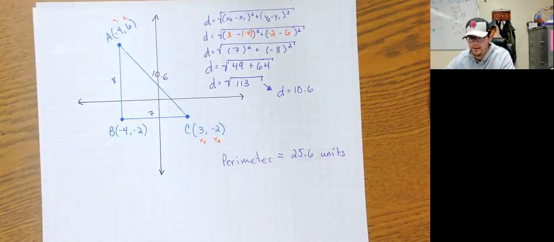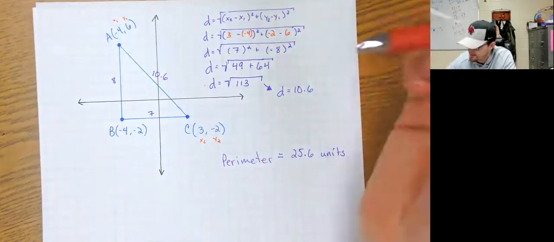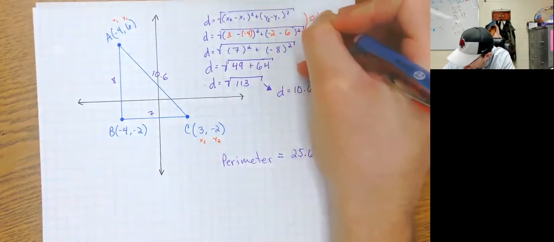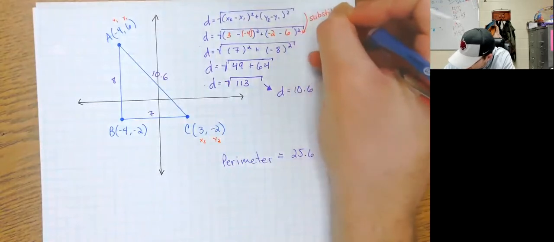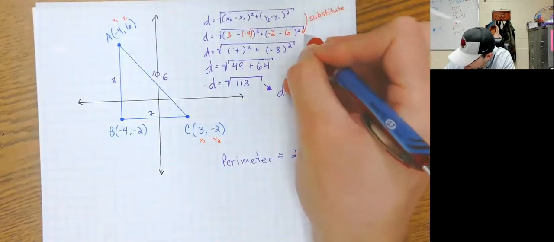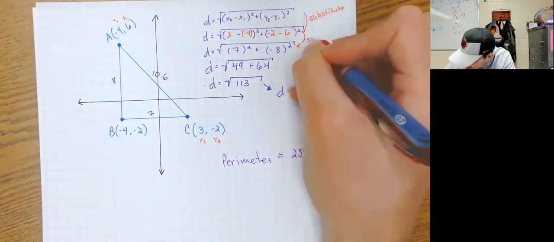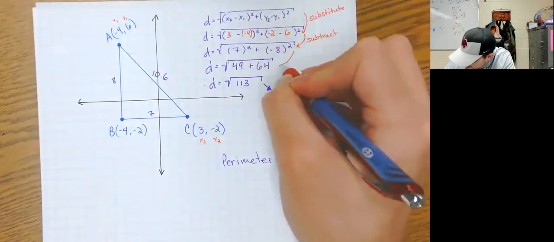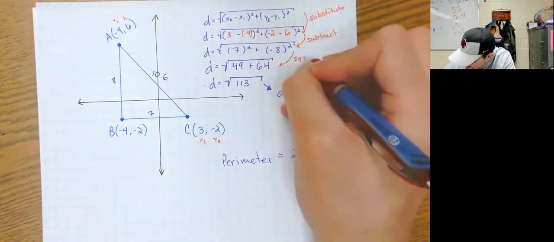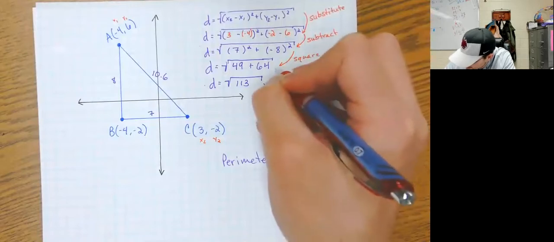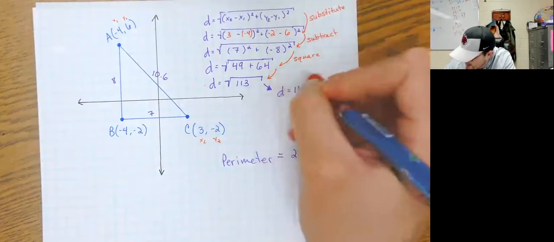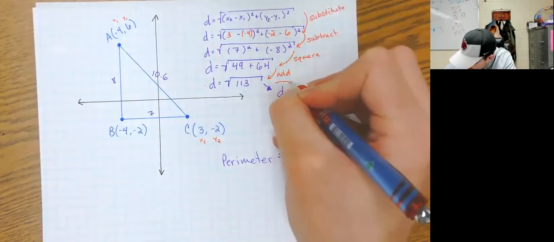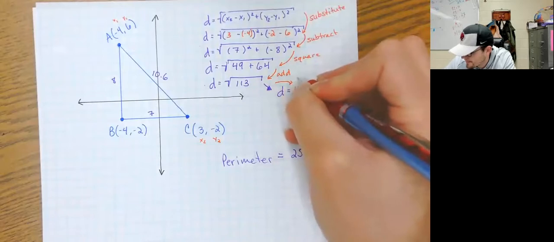Now, before we find the area, I actually want to clarify some things here in the steps. Step 1 is substitute. Step 2 is subtract. Step 3 is square. And then this step is just add. And then from there to there, we are rounding.